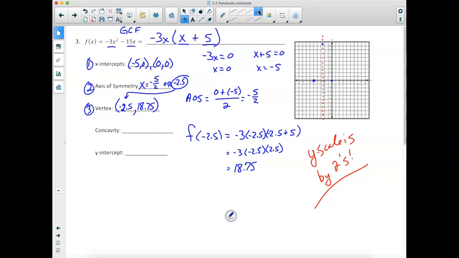Okay, no big deal. Concavity. Hey, what is my concavity? Check it out. Here's my A value. Here's my A value again. Concave down. And that's basically because A is a negative number, okay? Concave down.